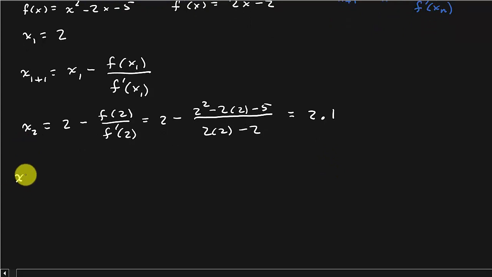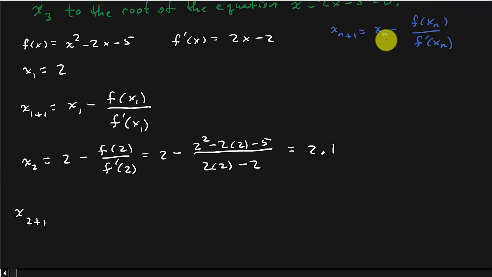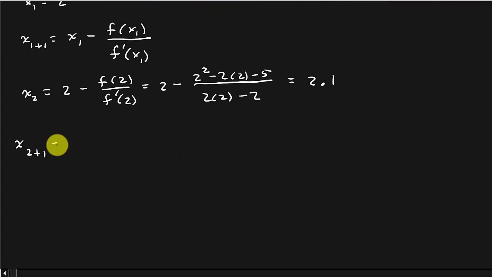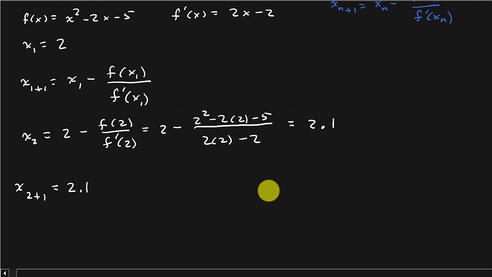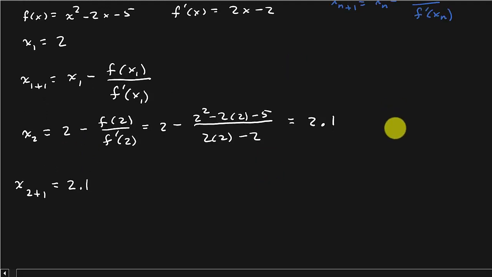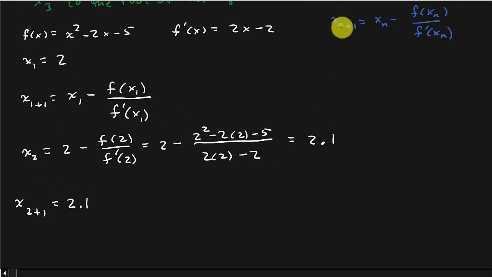So now we've got x of 2 plus 1. See, now I've got n as 2. So I'm going to plug the 2 in for n right here. And so that's going to be x of 2, which is 2.1. All right, because remember, right now I'm doing n equals 2. So this is 2 plus 1. This is x of 2. Well, what's x of 2? It's 2.1.